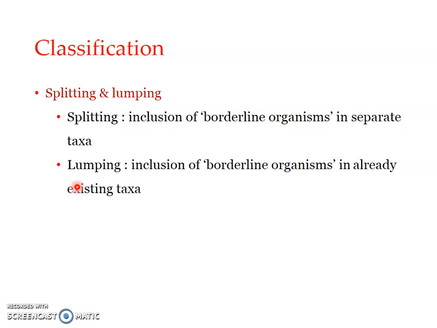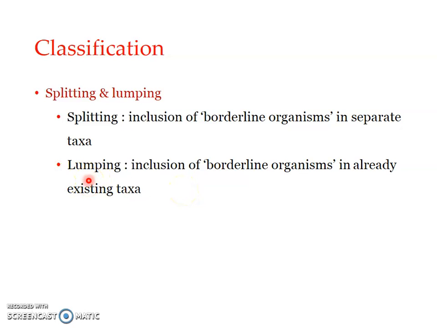Okay, such kind of organisms are considered to be borderline organisms. So where to be put? Okay, so there arises a question, such kind of organisms, in which taxa, in which group, in which kingdom, maybe in the case of euglena, in which family, we have to include. Such kind of confusions may arise. Okay, so there are two kinds of classification of borderline organisms where the borderline organisms may be included in already existing taxa. Such kind of inclusion is known as lumping.